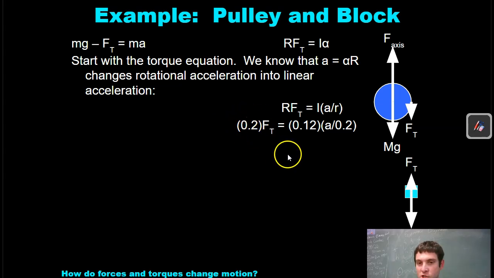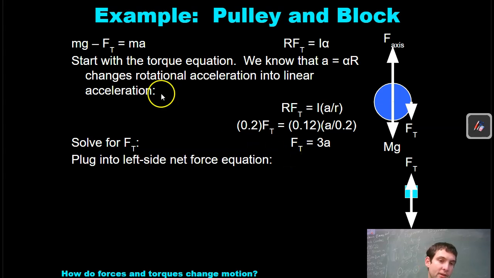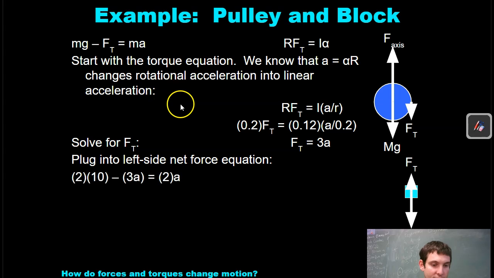So we can solve for tension, and guess what we're going to do with that tension? We're going to then plug it into our Newton's second law for translational motion equation. So the best we can do when we solve this is get 3 times a, take that, and plug it into Newton's second law equation. Acceleration equals 4 meters per second squared.